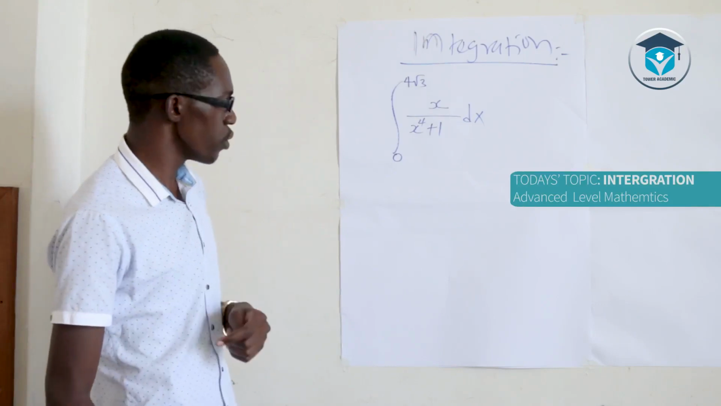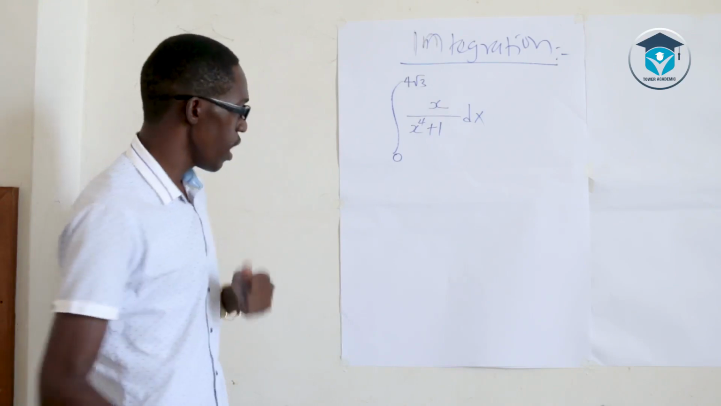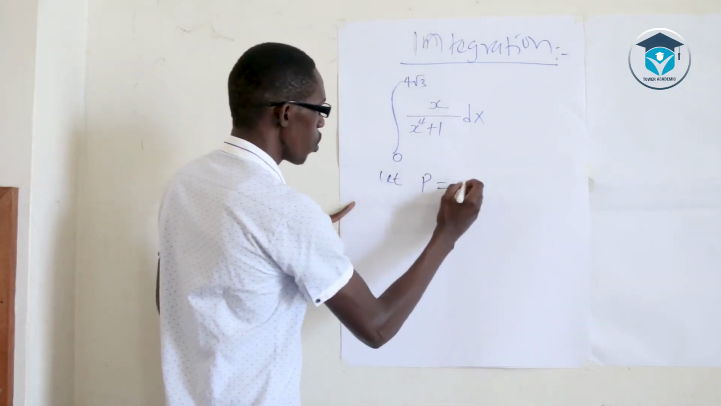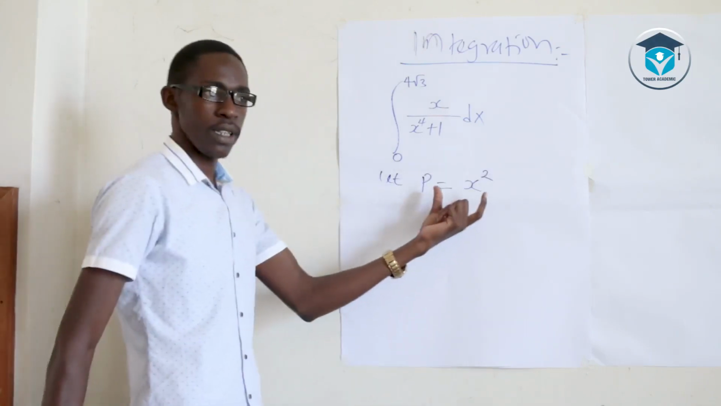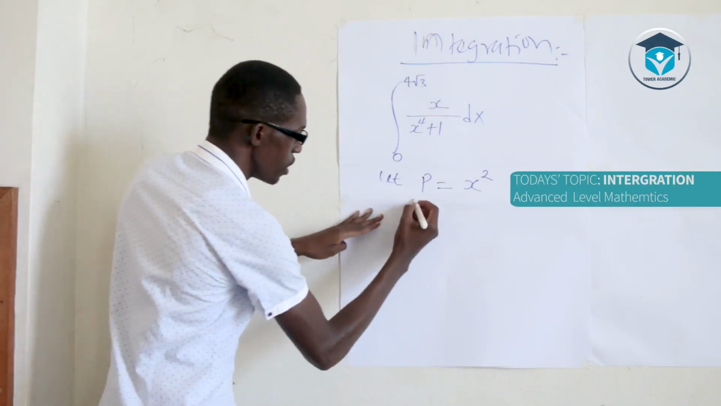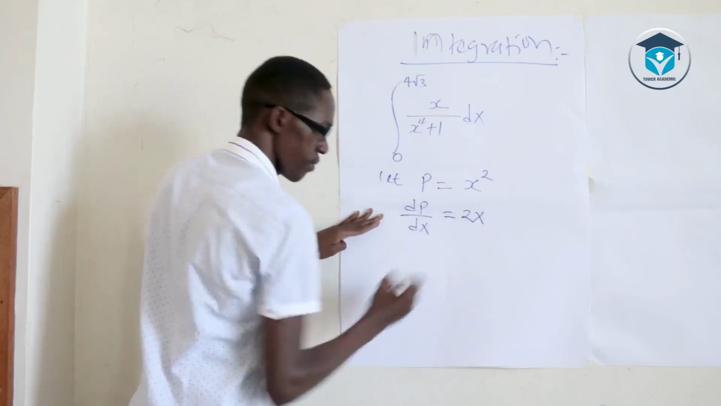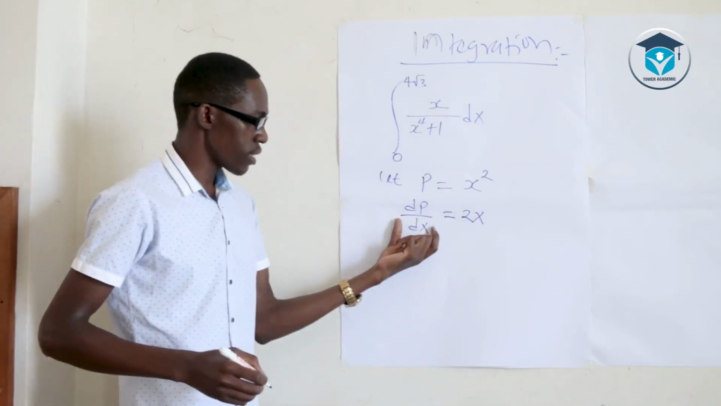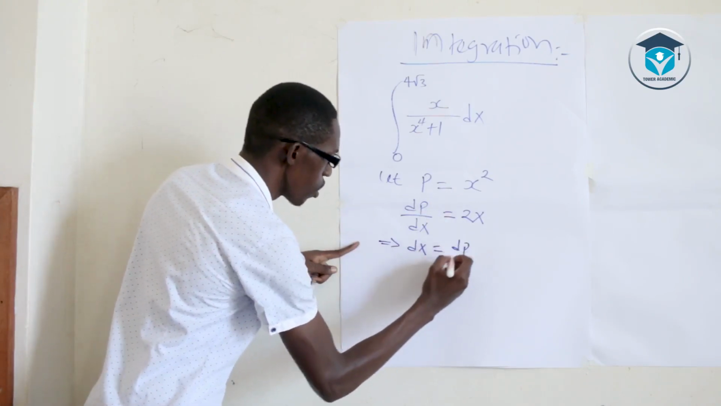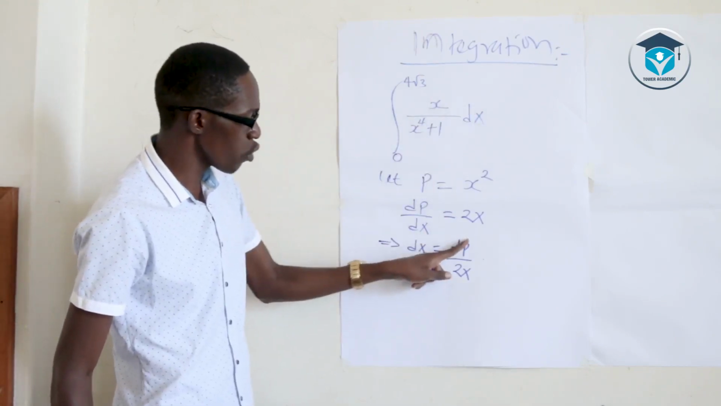So what we do, we change the variables. We integrate by change of variables. How? By saying let p equal x squared. After I've let that, I differentiate p with respect to x. This gives us 2x. So we make dx the subject, implying that dx equals dp over 2x.